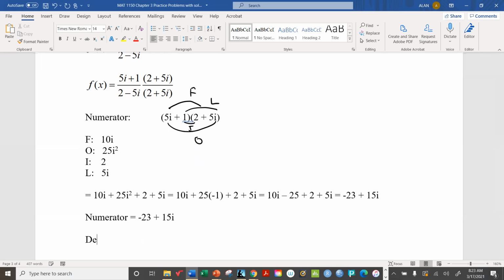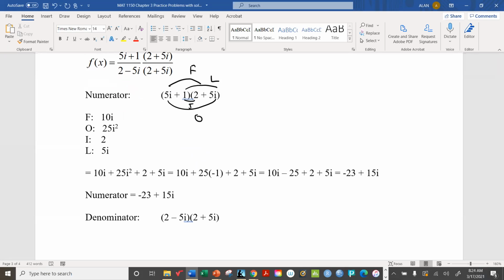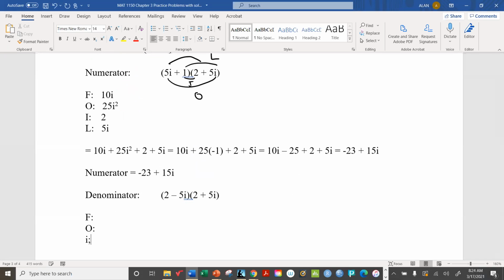Now for the denominator, we have 2 minus 5i. Now the denominator should be easy. It's designed to be easy. That's why we chose that particular multiplication. And when we're done, there should not be any imaginary or complex numbers in the denominator. This is done by design.